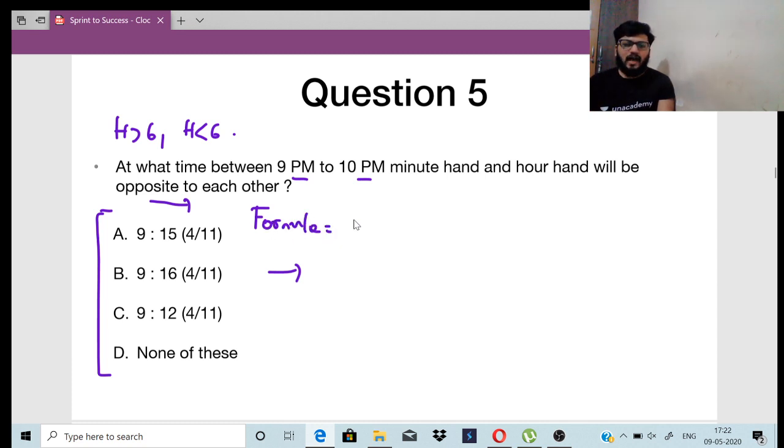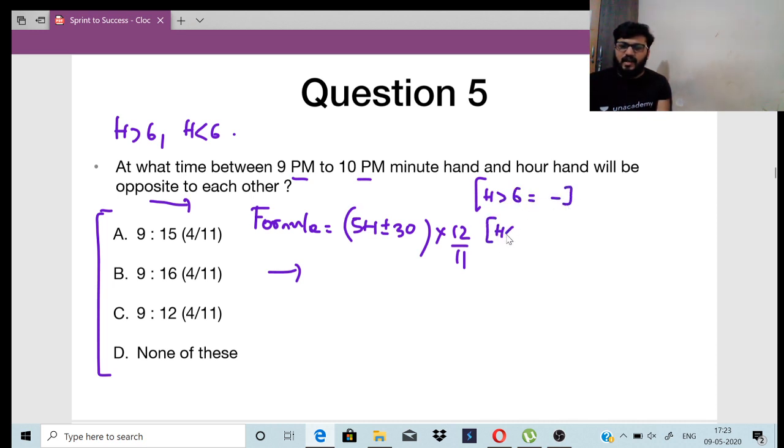The formula is (5h plus or minus 30) into 12 divided by 11. If h is greater than 6, it is subtraction. If h is less than 6, it is addition.